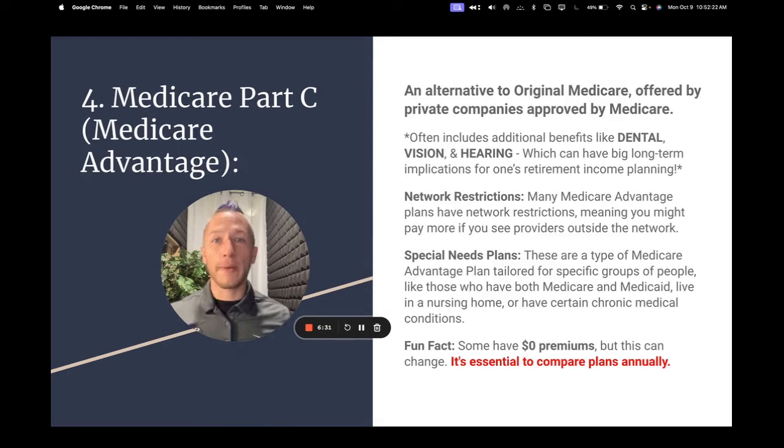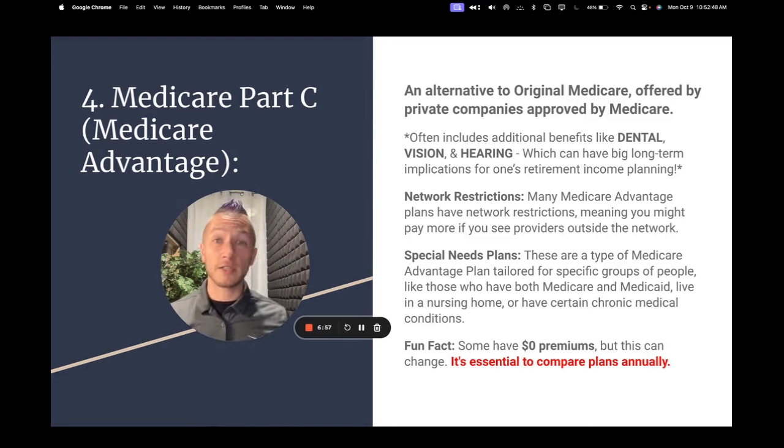Part C, or Medicare Advantage, is the next letter we're going to discuss. It is an alternative to original Medicare. So if you do decide to go with a Medicare Advantage plan, you're actually taking yourself off of original Medicare. Something to note or take into consideration. It is offered by private insurance companies and approved by Medicare, though. Some of these plans are going to offer some additional perks that you would not see inside of a Medicare supplement policy, which I'll hit on here in a later slide.